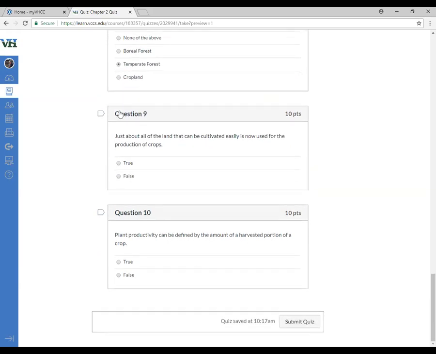Just about all the land that can be cultivated easily is now used for the production of crops. That is true. Finally, plant productivity can be defined by the amount of a harvested portion of a crop. That might be what we refer to as productivity on a business scale, but on the ecological scale, that is false. Plant productivity is the amount of biomass, not just the harvested portion.